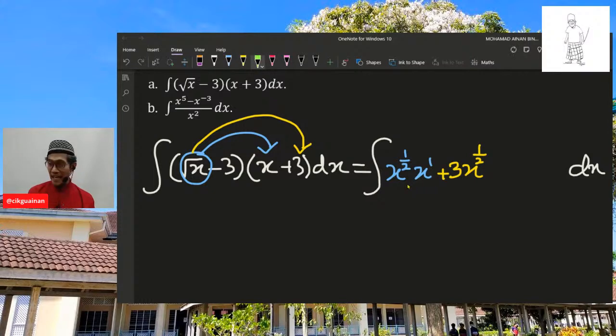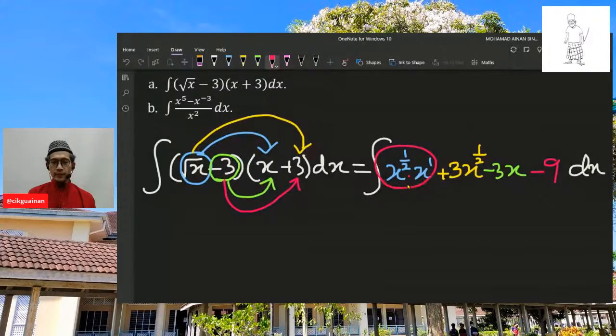Okay, next, we multiply minus 3 by x. We get minus 3x. And lastly but not least, we multiply minus 3 by 3. We get minus 9. This one means multiply between them, so we are going to multiply them afterwards. I'm just putting this result one by one for you guys to see.